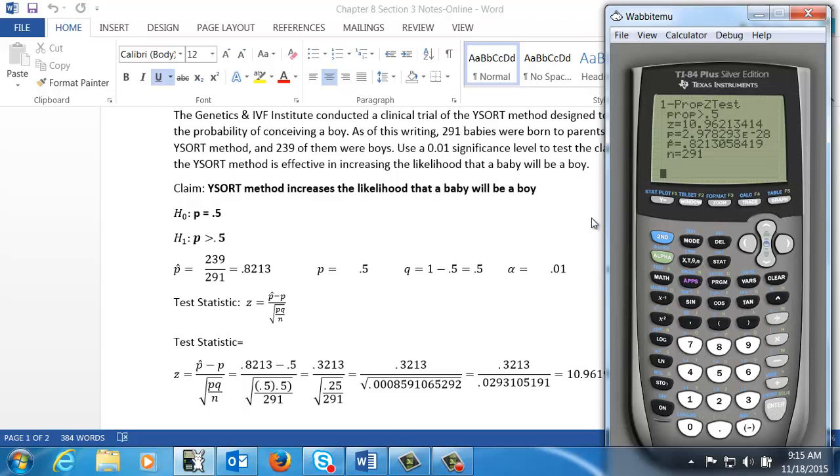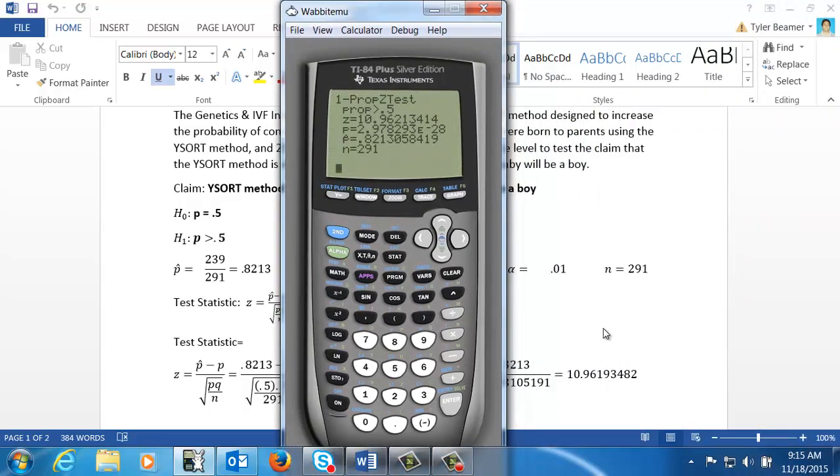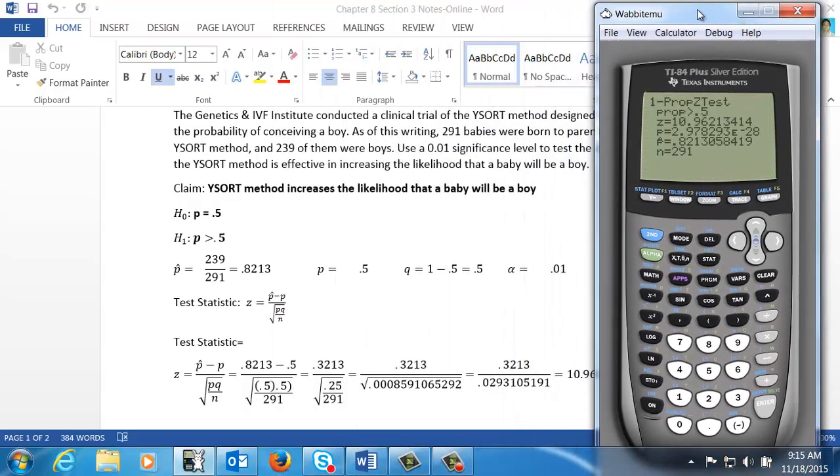The calculator pretty much does all the work for you. You've got your test statistic, so the z-score 10.96, which you can see is the same as we got computing it by hand.